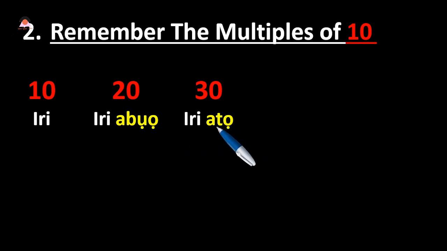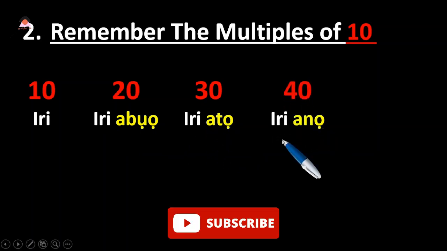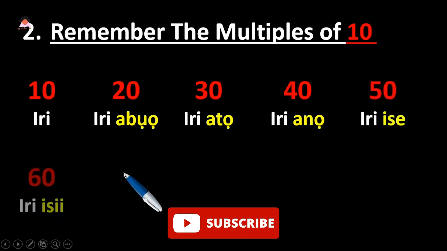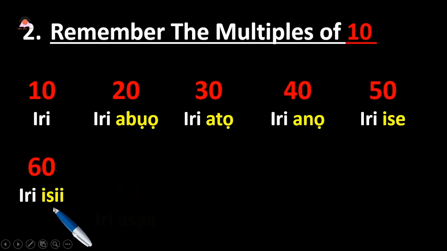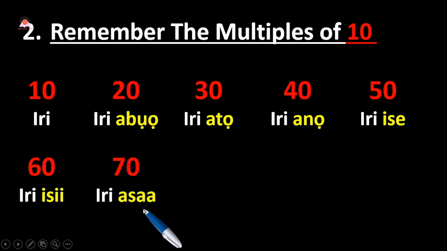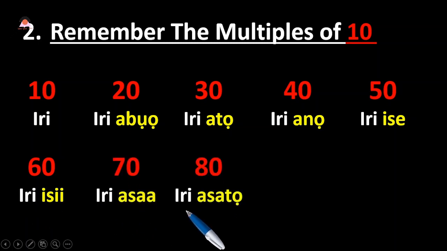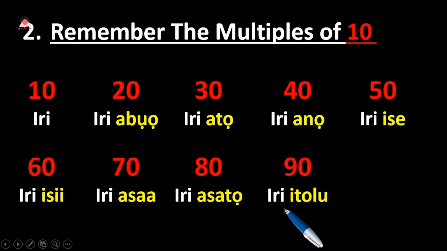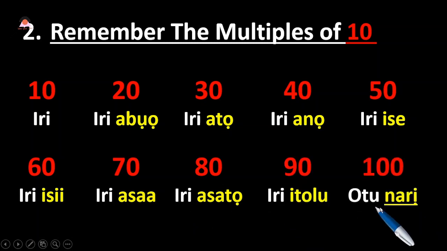Then the basic number we added, Iri, Ato, is for 30. How about 40? You have Iri, Ano. How about 50? Iri, Ise. How about 60? Iri, Isi. How about 70? Iri, Asa. 80 is Iri, Asato. 90, Iri, Itolu. 100, Otu, Nare. Nare is 100. Otu is 1. So this is 100.